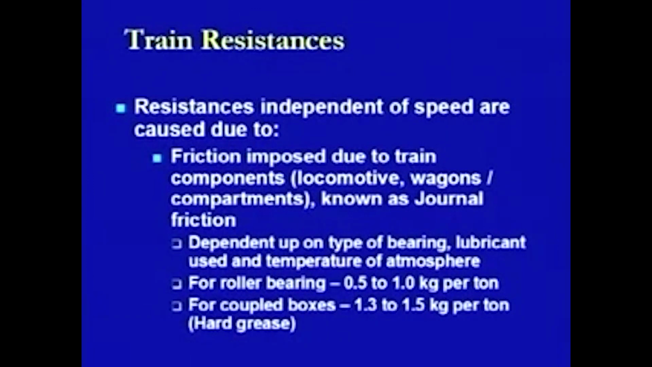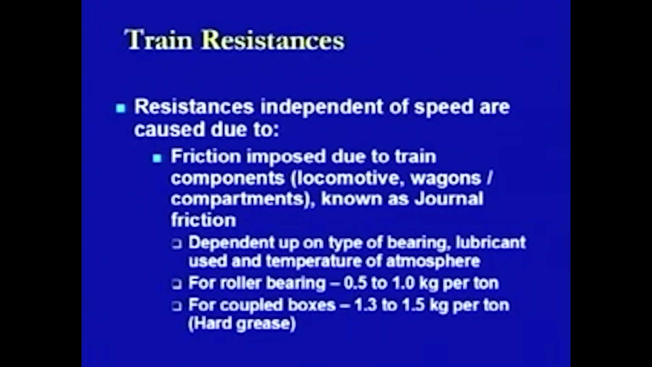The first one is the resistance independent of speed. There are different causes which create this resistance. The one big cause is friction, which is imposed due to the different components of the train. Here we are not looking at the friction imposed by the interaction of the wheel with the rail section, because that is going to be governed by speed. There is a movement associated with it.